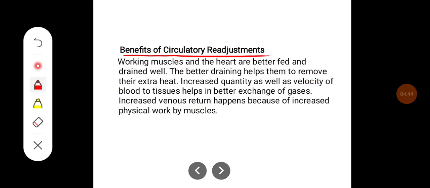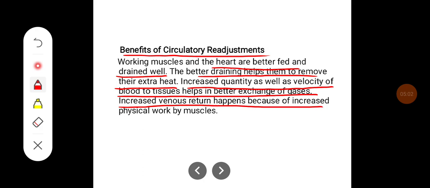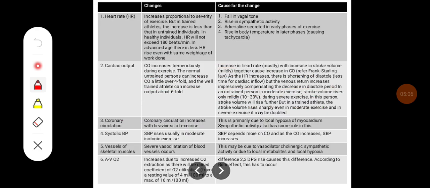Benefits of circulatory adjustments. Working muscles and heart are better fed and drained well. The better draining helps them to remove their extra heat. Increased quantity as well as velocity of blood to the tissue helps in better exchange of gases. Increased venous return happens because of increased physical work by muscles. So these are some of the changes that occur during the exercise.